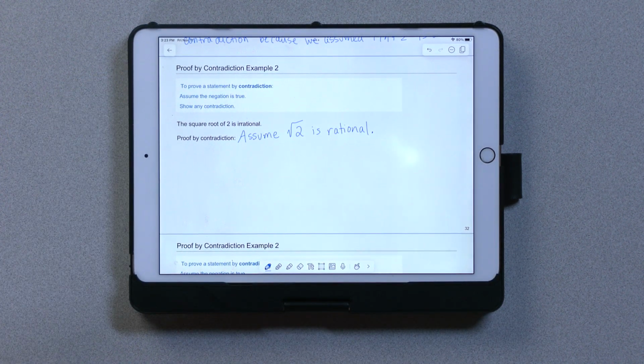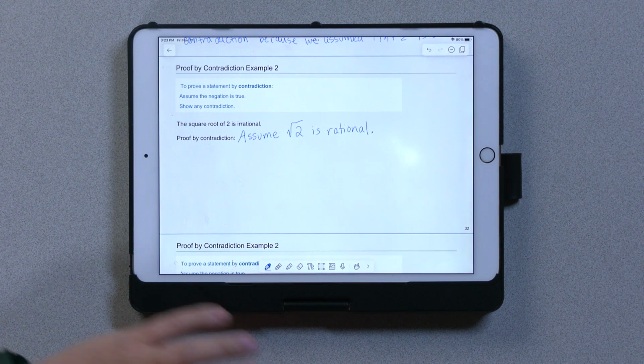Now, we just want to show any contradiction to show that the negation is false. Okay, so if the square root of 2 is rational, then we should be able to express it as the ratio of two integers.